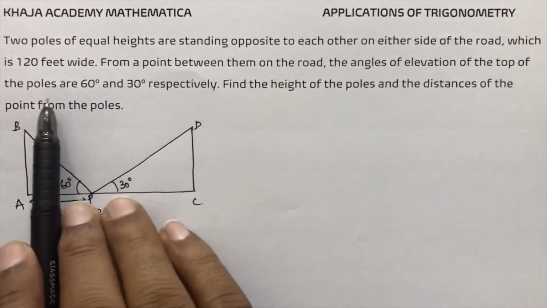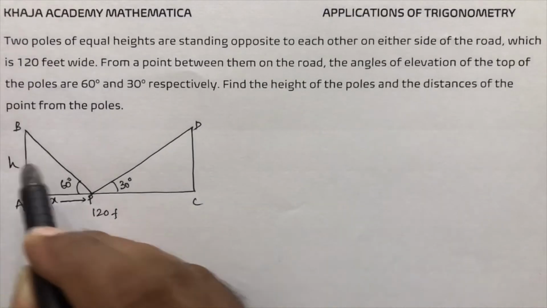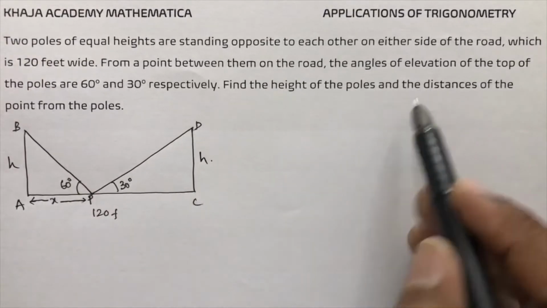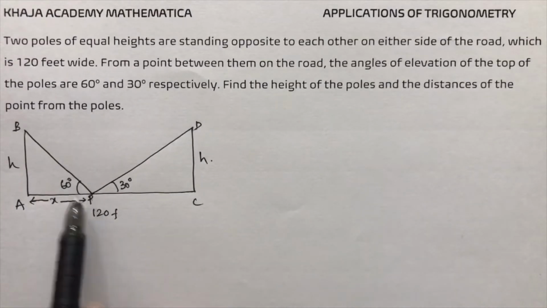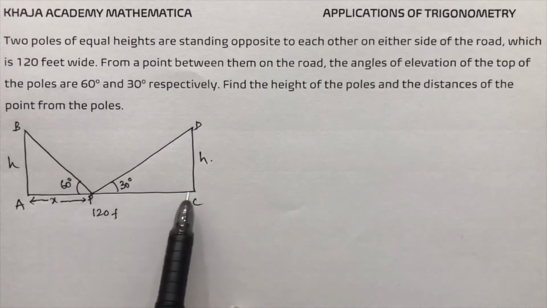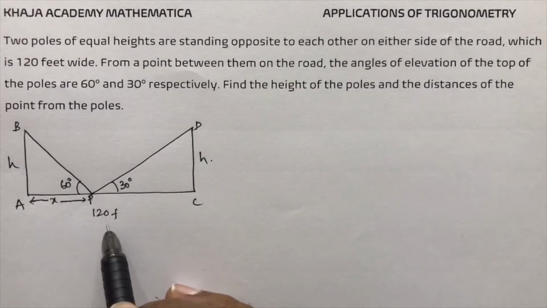So the angles of elevation of the top of the poles are 60 and 30 degrees respectively. Find the height of the pole. The height of the pole is considered as h, and we have to find the distance of the point from the poles. This position is at what distance from this pole, and from this pole is at what distance, we have to tell. The total is 120.